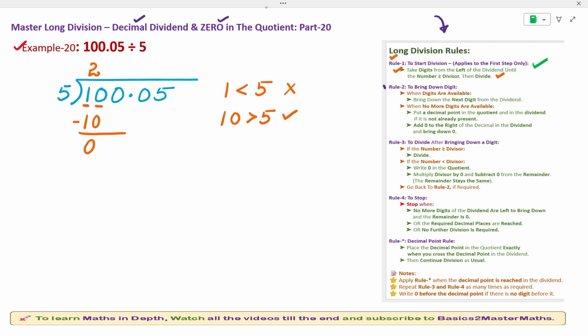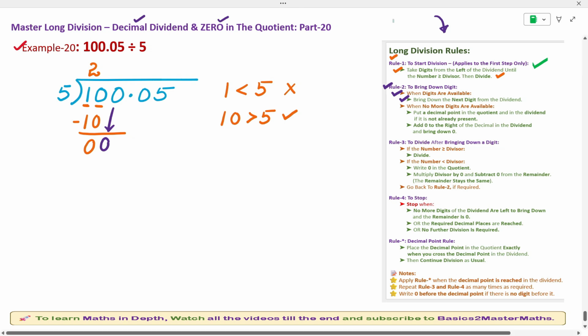Let us apply rule 2. When digits are available, bring down the next digit from the dividend. In this case, since the digits are available, bring down the next digit 0. Now, rule 2 is complete.